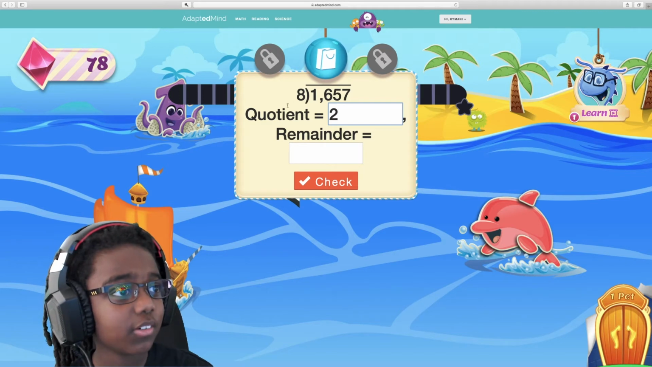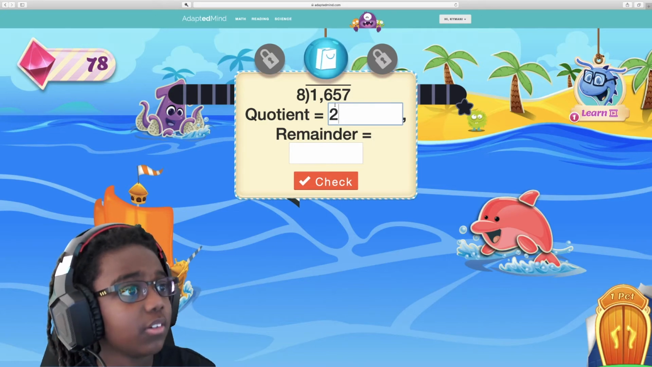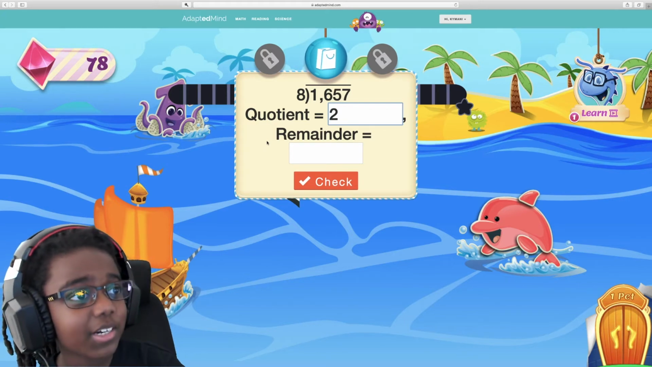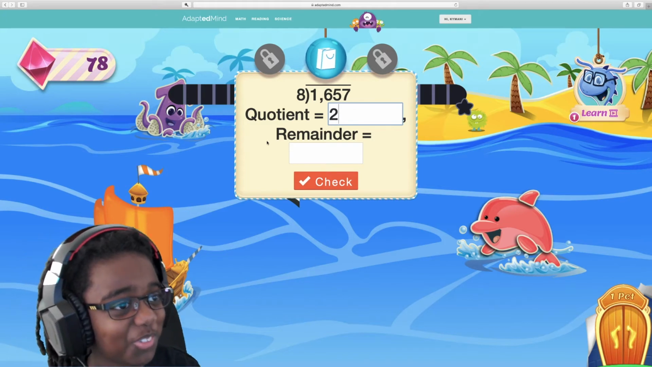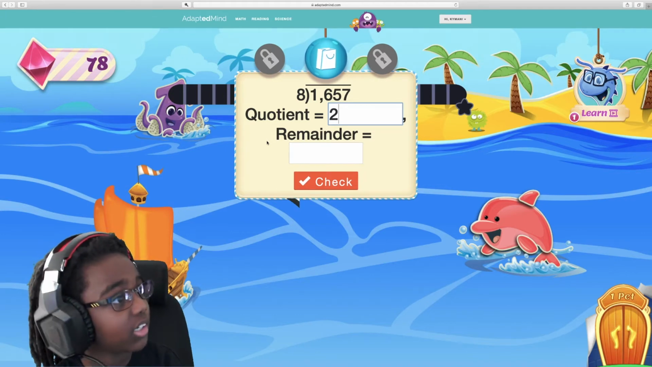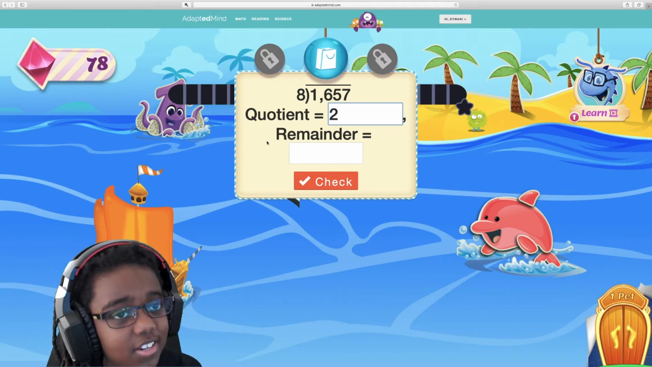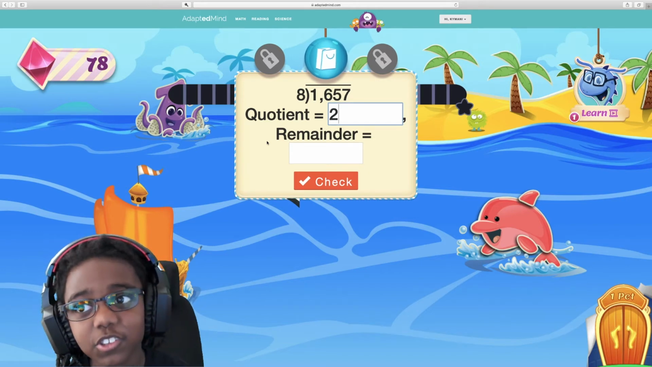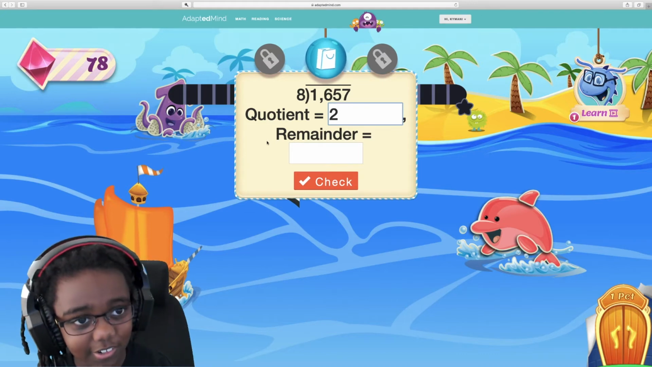And then we've got 57. Wait, no, 57 divided by 8. So we need to see how many 8s we can get in 57, which is 8, 16. I'm forgetting my maths for some reason. 16, 24, 32, 40, 48. Right, so this is where we're going to slow down.